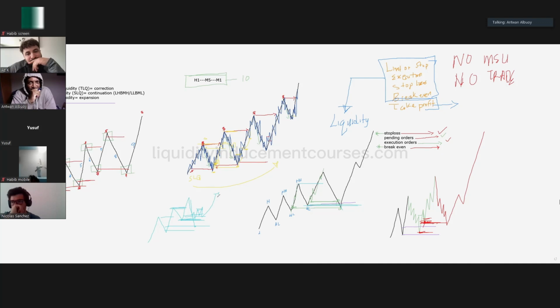Sorry, hold on one sec. No problem. Price could miss this POI right here and then just come down here and then go up, right? Yeah, man.